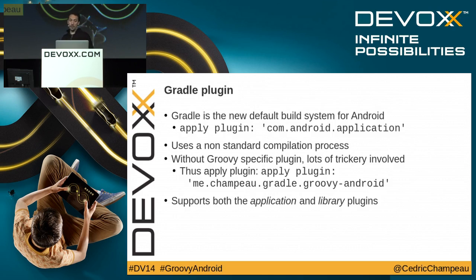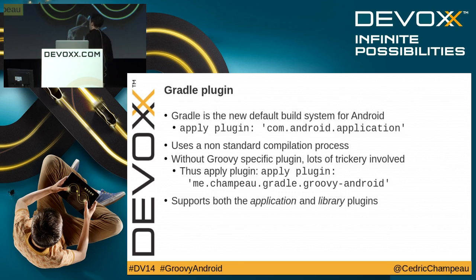So what you need to do is apply a plugin. Say I'm building an Android application, you can use a library. And then you apply the plugin specific for Groovy that adds support for Groovy on both the application and the library side. So the same plugin works for both. You don't have to apply a Groovy library plugin or a Groovy application plugin. The same plugin does both.